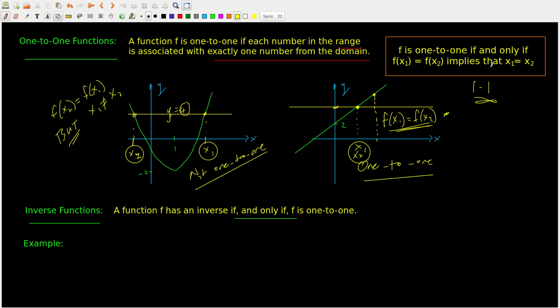Because it's one-to-one, every single time I tell you that f of x1 and f of x2 have the same value, what I'm telling you is, actually I've just given the point two names. Whereas if it's not a one-to-one function, that's not going to be true. There's going to be 2 points where the y value is the same, but the x value is different. So how do we use that? Let's go down and look at an example.